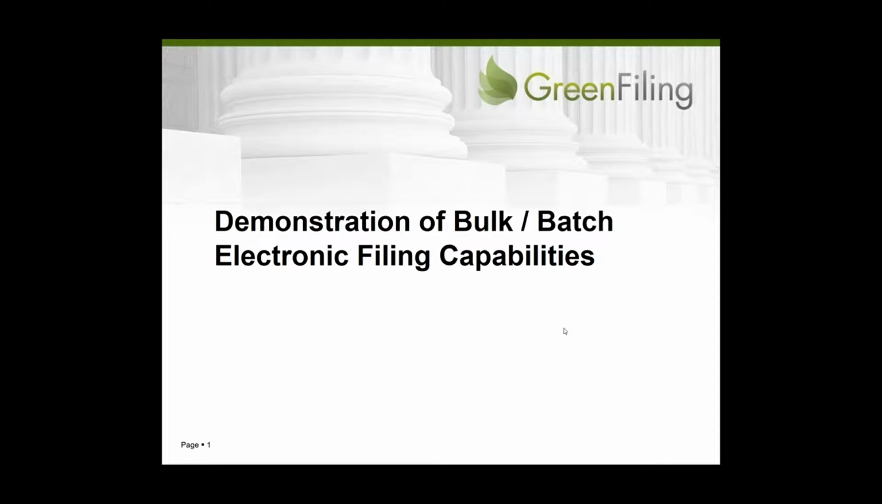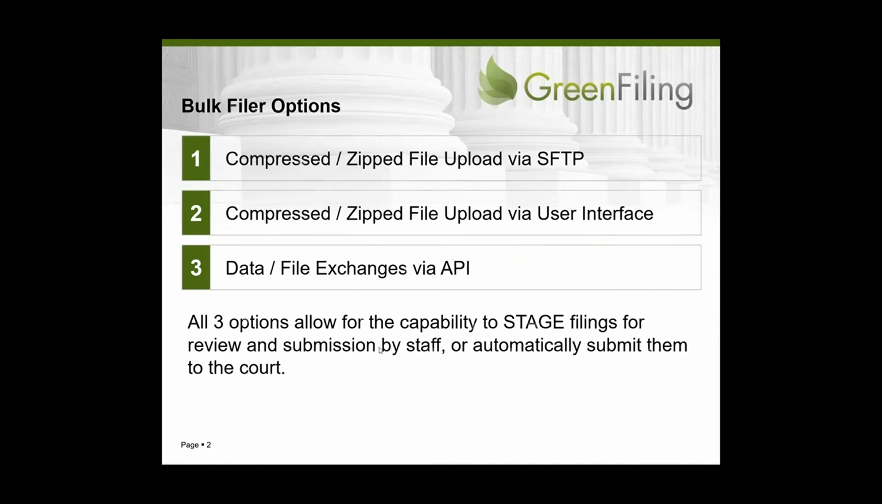We're going to demonstrate in this video Green Filing's capabilities to allow for bulk or batch electronic filing. We do allow batch or bulk filing in a few different ways. First option is to upload compressed files via SFTP. A second option is actually to use our user interface and upload your zipped files in that manner. Or you can utilize an API that we expose and deliver your data and documents via those API calls.